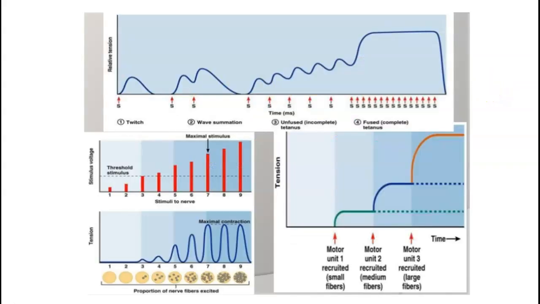The other thing that we talked about was summation and recruitment, so that our muscles have enough force to do what they're supposed to do. Now, summation increases force by increasing the frequency of the stimulus. This is a little different from recruitment, where recruitment increases force by activating more motor units. So remember, those smaller, weaker units are going to be activated first. Then if we need more force, now we can recruit those larger, stronger units.